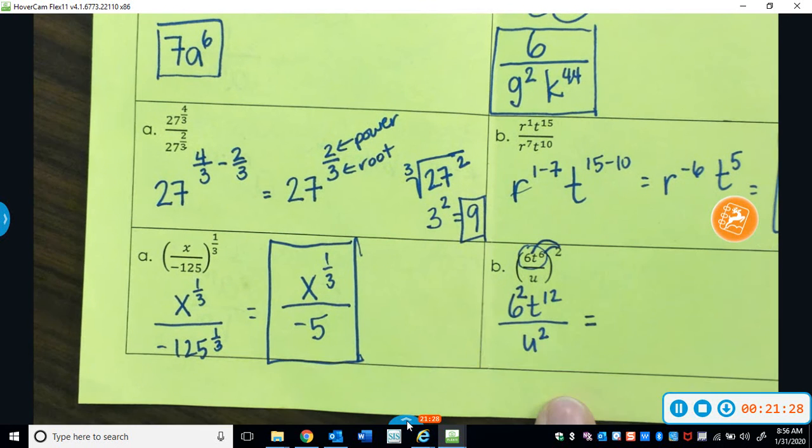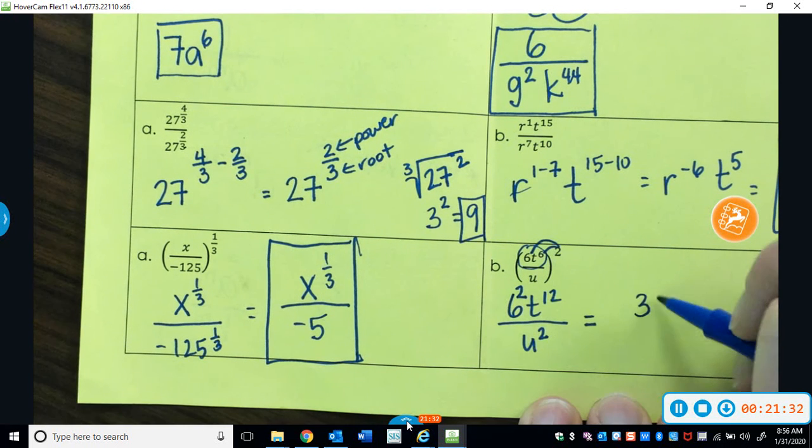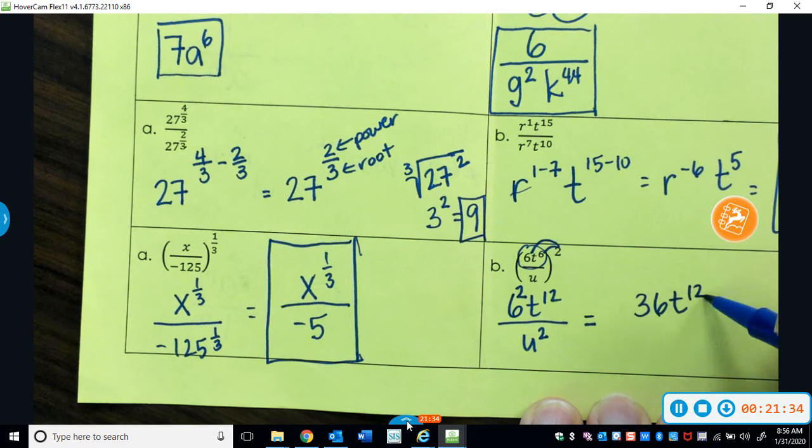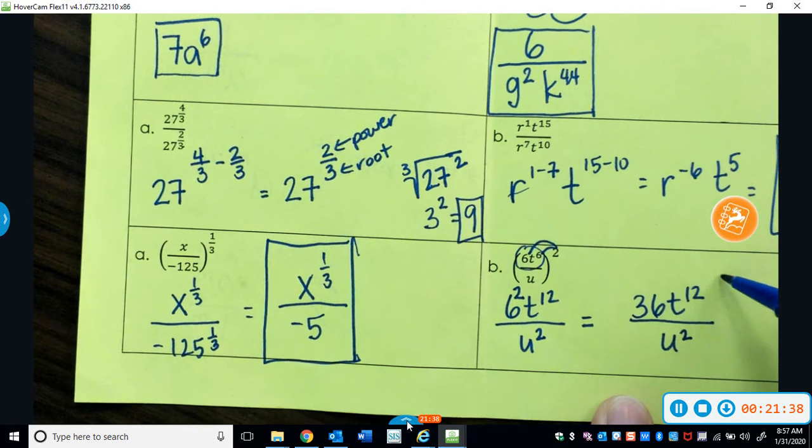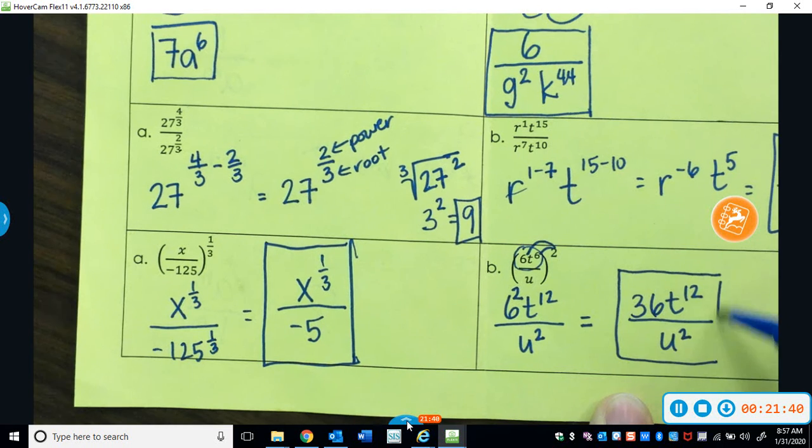So if I simplify that a little bit more, what is 6 to the 2nd power? 36. Good, well done. So that'd be 36t to the 12th power, u to the 2nd power. I don't have any negative exponents, so everything's going to stay where it is, and that would be my final answer.